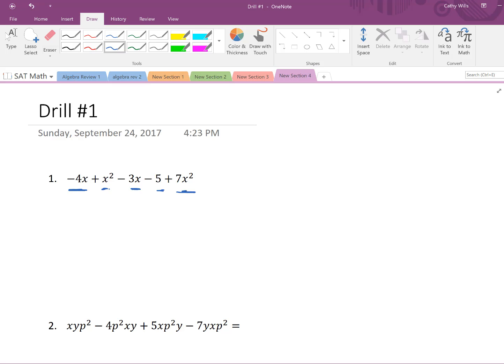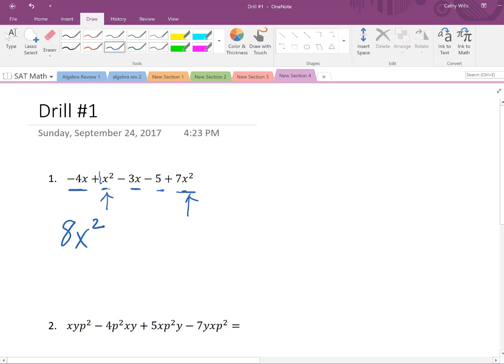All right, if you start out looking at the ones that have an x squared, you have this one and you have this one. They have the exact same letter, x, with the exact same exponent, 2. So this is 1x squared and this is 7x squared. 1 plus 7 is 8, so you have 8x squared.